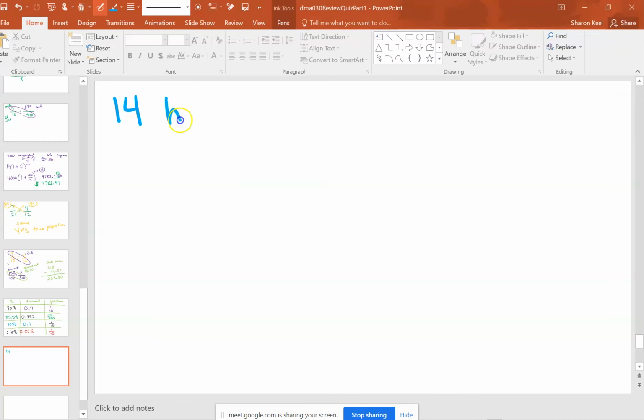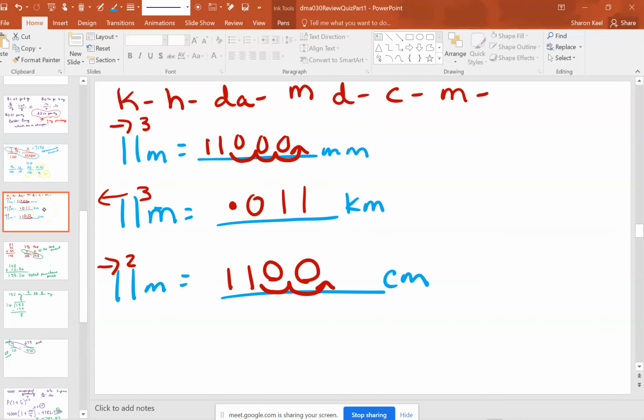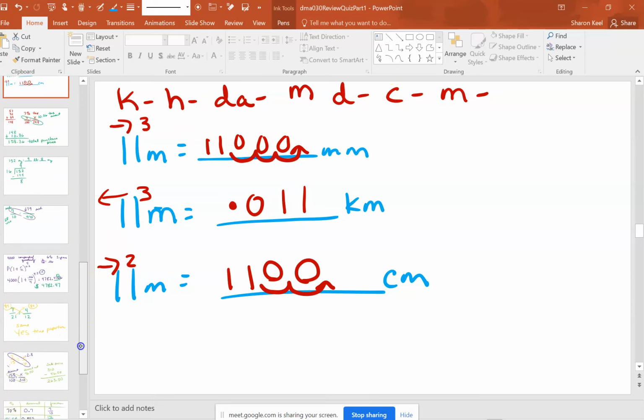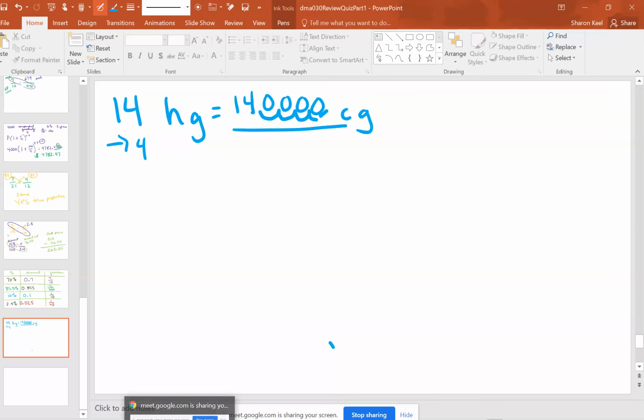We're going from hectogram to centigram. 14 hectogram to centigram. I'm going to come back here. I'm going to go from hecto to centi. So I'm going to move to the right 4 places. If my 14, my decimal's here, I go right 1, 2, 3, 4, which means I'm filling in 4 zeros, so that would be 140,000 centigram.